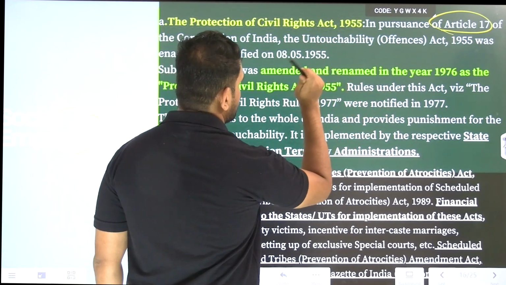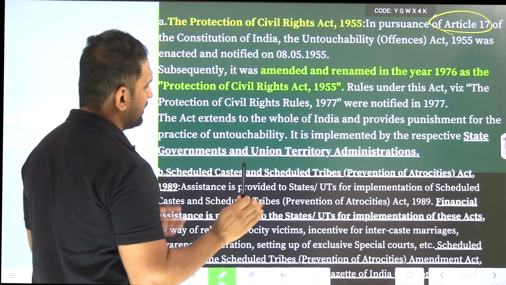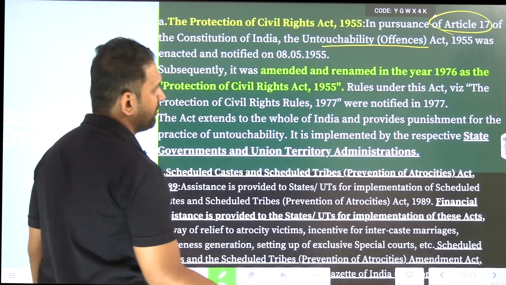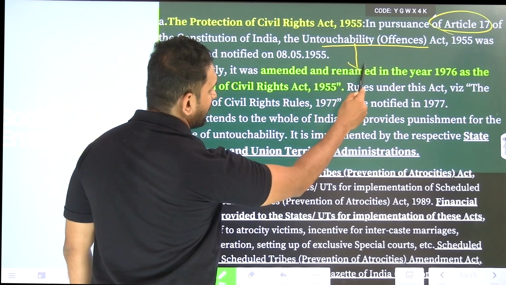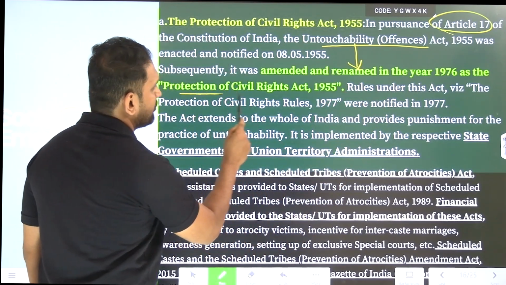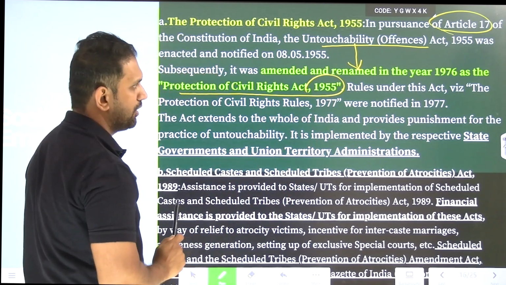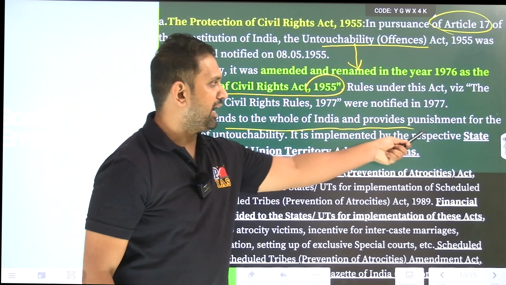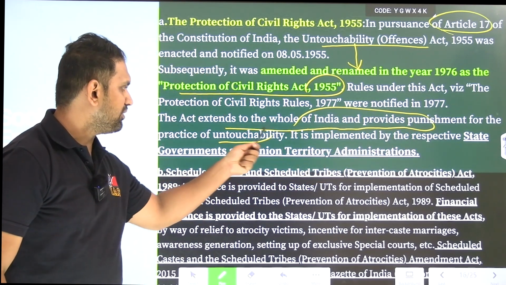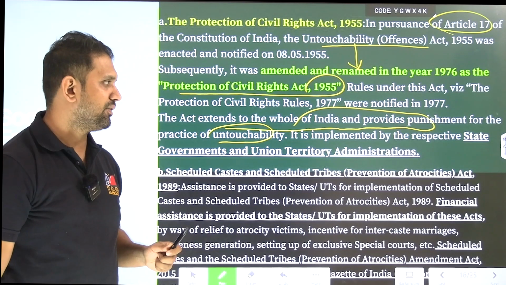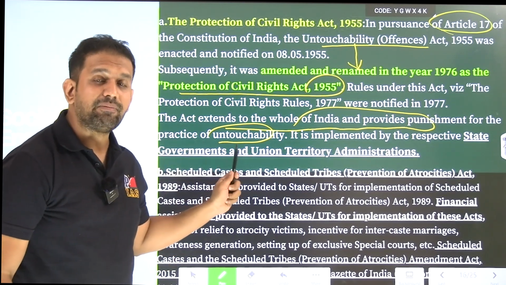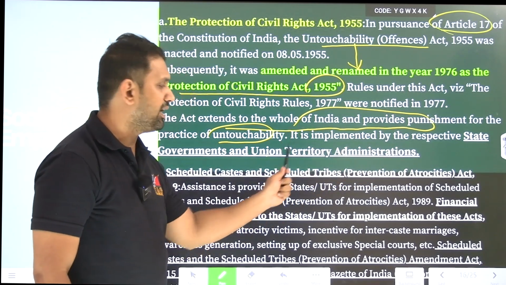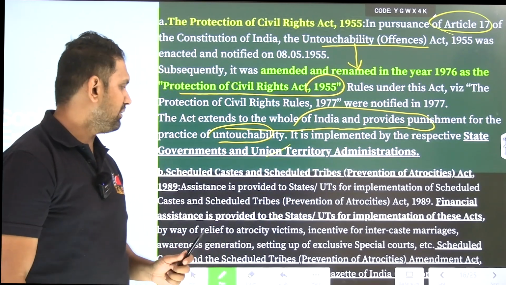The first act for the social development of SCs was the Untouchability Offences Act 1955. This same act was later renamed the Protection of Civil Rights Act of 1955. This act is implemented across the whole of India and provides punishments for the practice of untouchability. And the implementation is important. Who will implement this act? It is completely dependent on the state and union territory administrations.